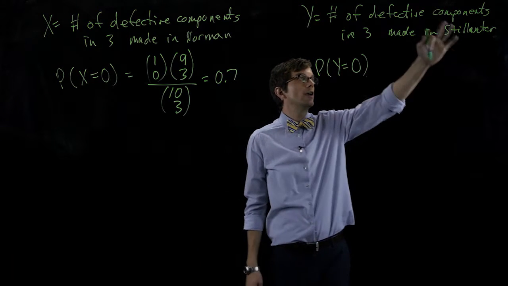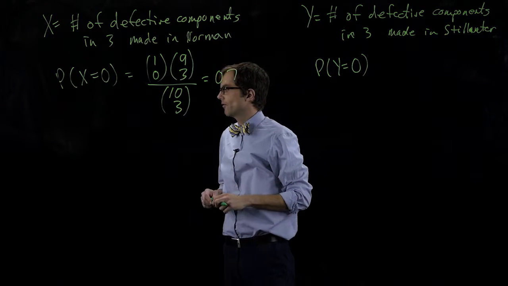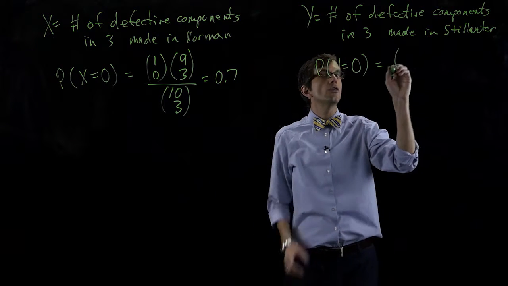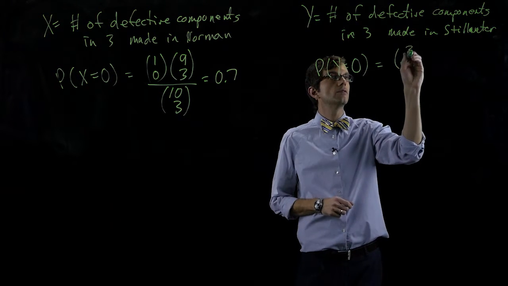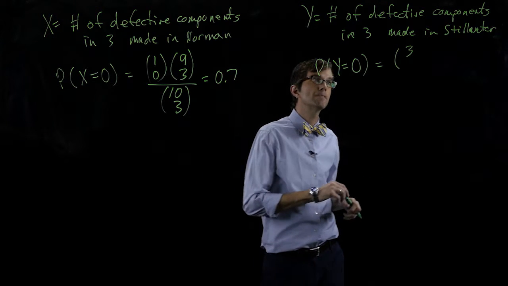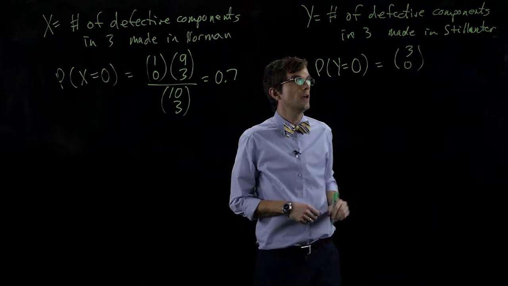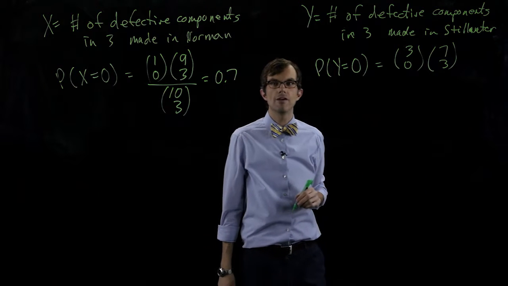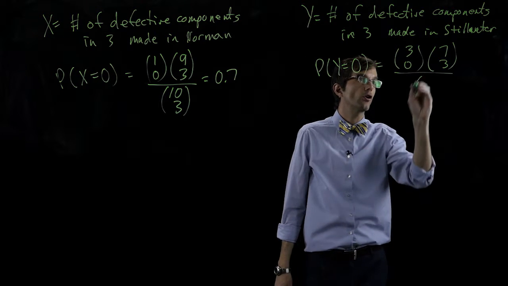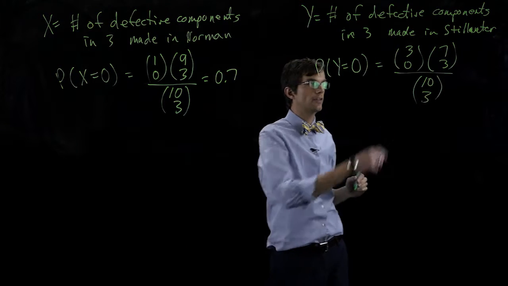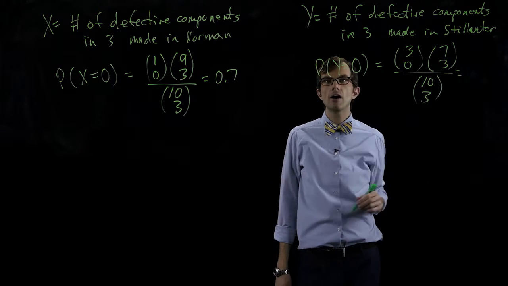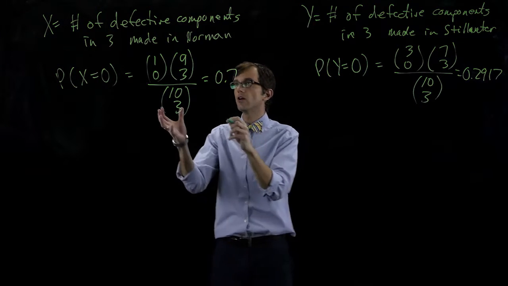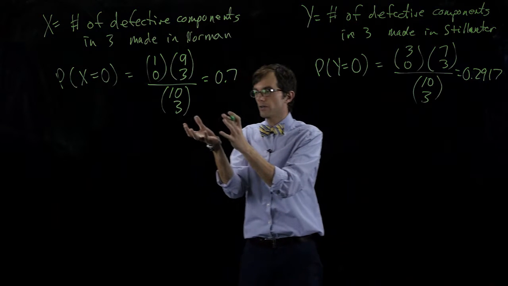Well, we know in Stillwater the number of defective units out of those 10 was a little higher than from the ones made in Norman. As it turns out, 3 of the population of 10 were defective. So we're going to pick none of those 3. That must mean that we're picking all 3 in our sample from the 7 that aren't defective. The total number of ways to pick 3 out of 10 goes in the denominator. If you work this out, that probability is 0.2917.